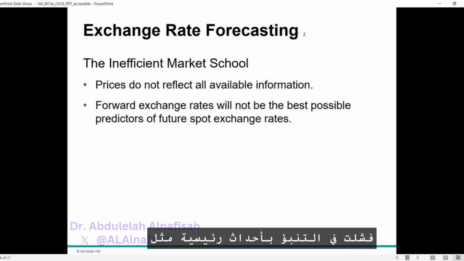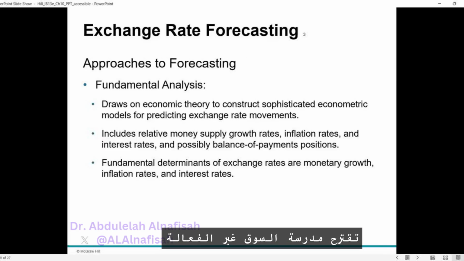They failed to foresee major events like the 1997 Southeast Asian currency crisis and the unexpected rise of the U.S. dollar in late 2008 during the financial crisis. These examples highlight the limitations of professional forecasts, especially in predicting sudden, large-scale economic shifts. The Inefficient Market School proposes two approaches for improving exchange rate forecasts: fundamental analysis and technical analysis.